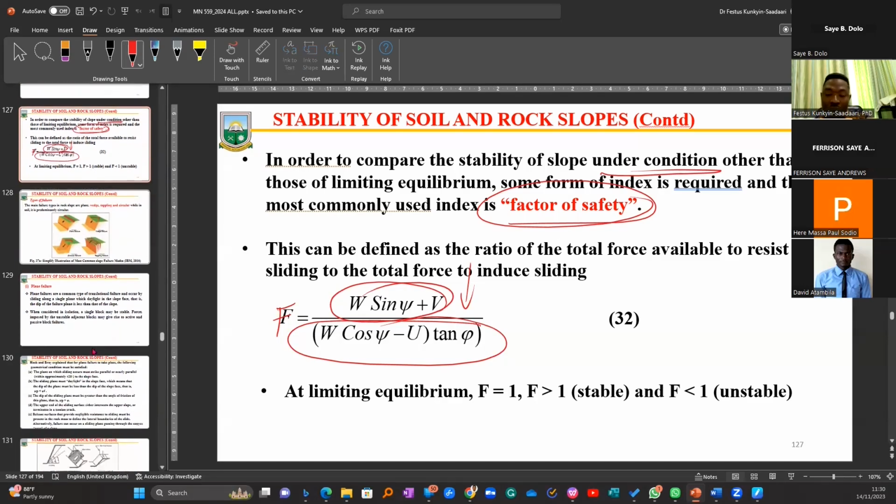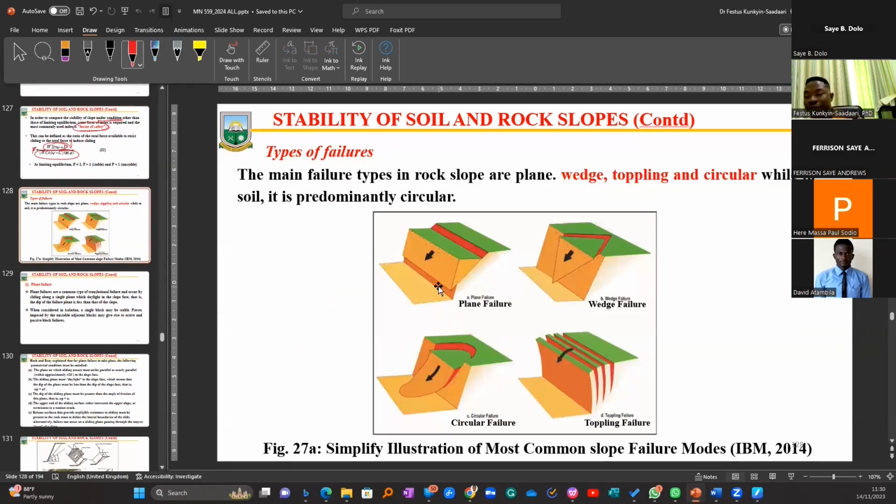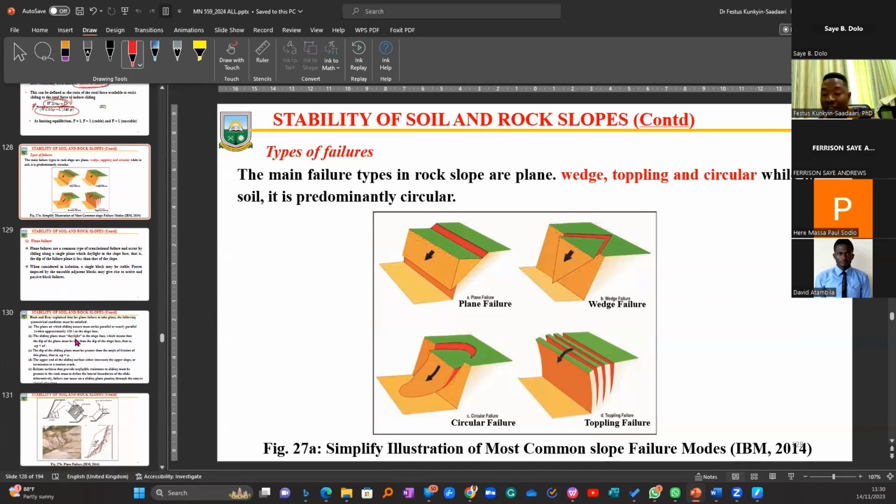God willing, tomorrow we shall have a look at the types of slope failure. The types of failures in terms of slopes are the circular, the plane, the wedge, and the toppling failures. Tomorrow we shall just have a brush over all of these, and then we can end the topic, stability of soil and rock slope, and if possible, jump into pillars, and then we can end our lesson of applied rock mechanics.